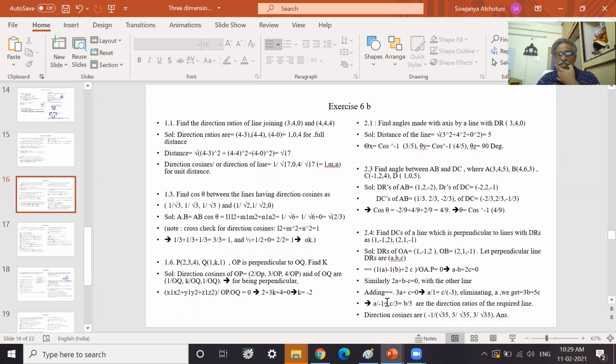And what is the distance from this? Root of a square plus b square plus c square. So this K gets cancelled, and it becomes root 35. So direction cosines are minus 1K by root 35K, K getting cancelled: minus 1 by root 35, B is 5 by root 35, C is 3 by root 35.